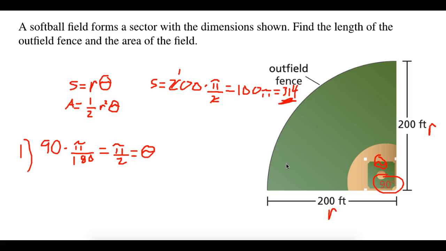So that's all you do. For a problem like this, you have to figure out what your r value is, your radius, and your theta, your central angle. And you have to convert it to radians. Okay, so next, let's figure out the area.